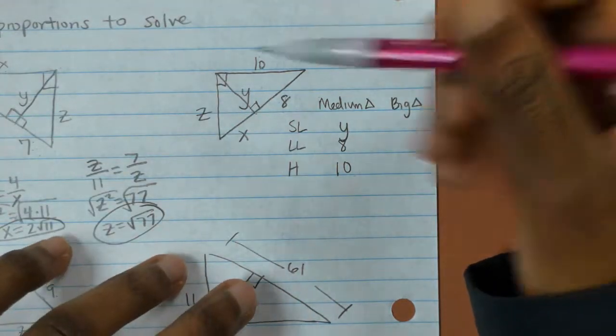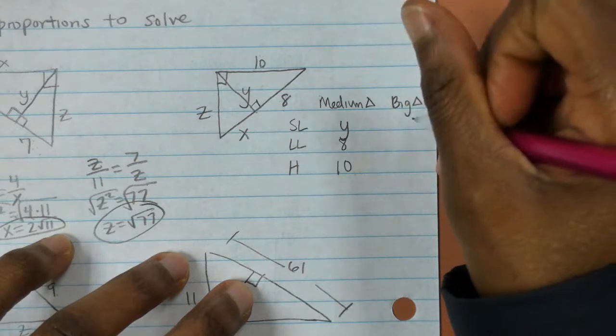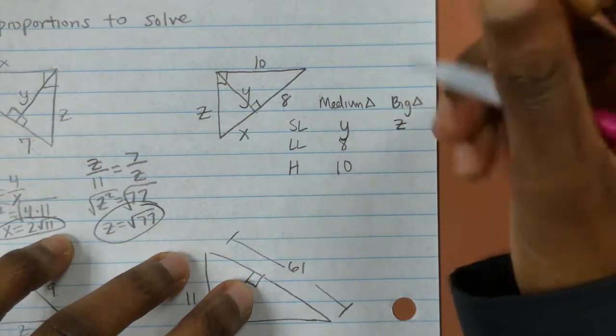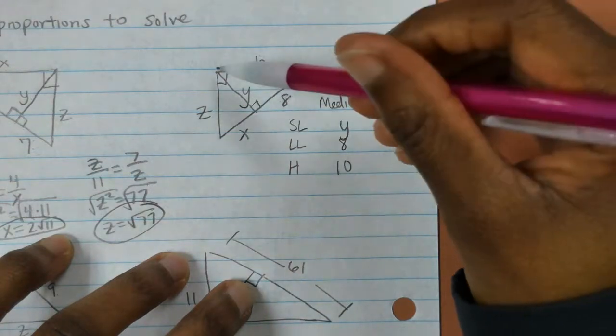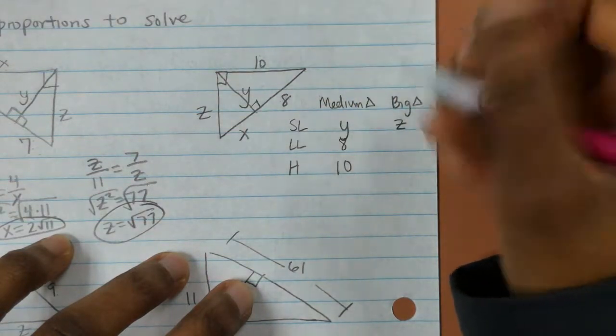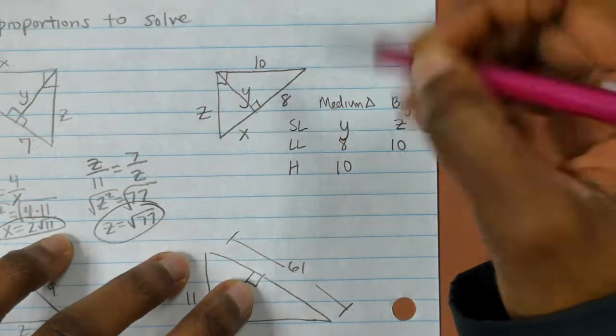Okay, on the bigger triangle, the shorter leg looks like z, and the longer leg is 10, and the hypotenuse is x plus 8.